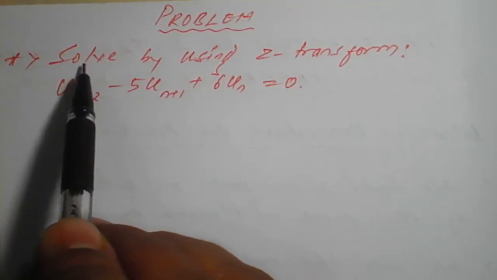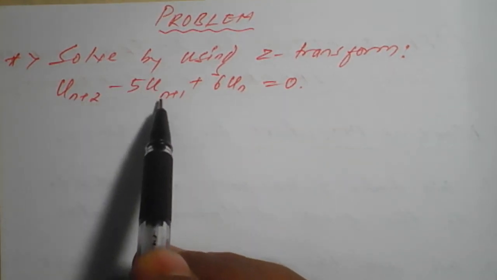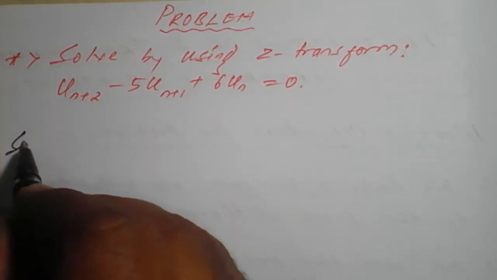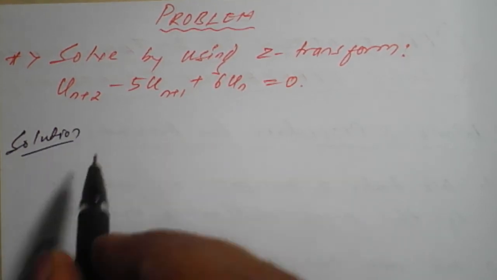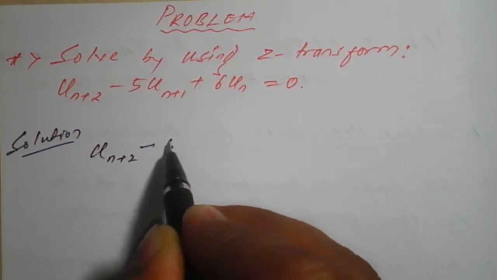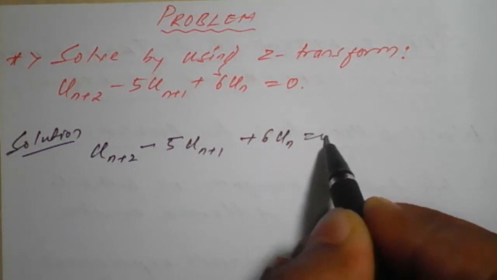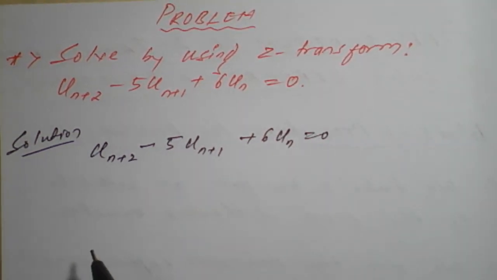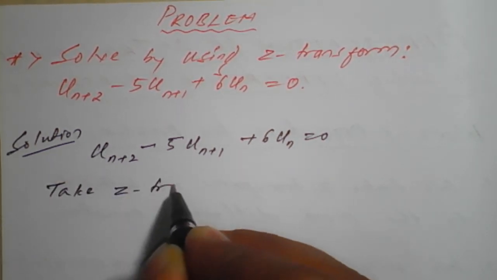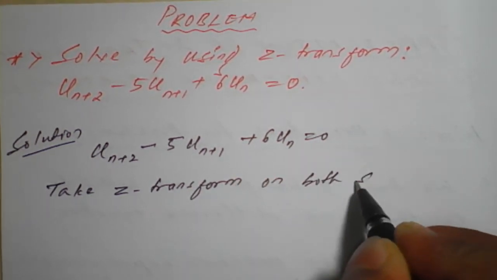The problem is solved by using Z transform: u of n plus 2 minus 5 times u of n plus 1 plus 6 times un equal to 0. Solution. So the given difference equation, that is u of n plus 2 minus 5 times u of n plus 1 plus 6 un equal to 0, will take as it is. Then take Z transform on both sides.